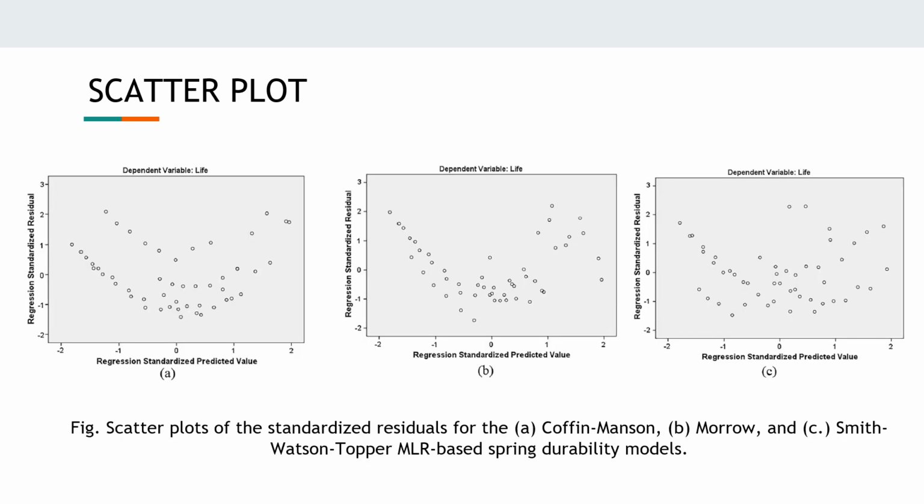The distribution of residuals in the scatter plot is almost symmetric, and the residuals tend to cluster towards the middle of the scatter plot. It can be observed that there are no distinct patterns in any of the scatter plots, and the standardized residuals appear random, indicating that the MLR-based spring durability models fulfill the homoscedasticity assumption.